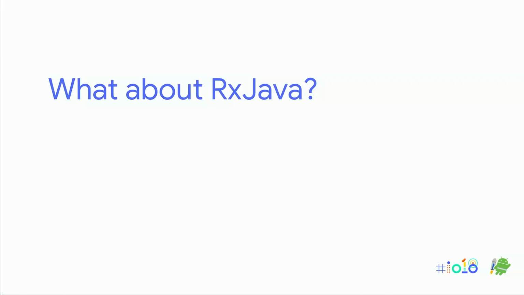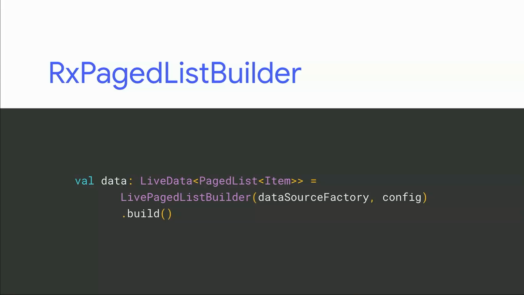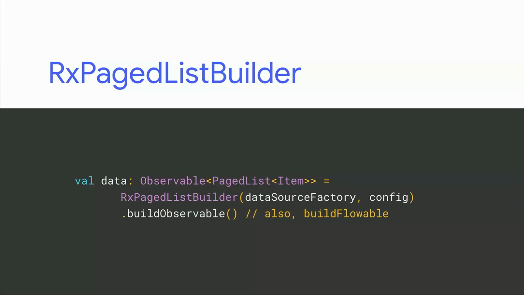So we've been talking a lot about live data thus far, but as Yigit introduced at the beginning, we also want to support our RxJava developers. So instead of producing a live data, you may want to produce, say, an observable, and we provide the class RxPagedListBuilder to do exactly that. So you can change the return type here, use an RxPagedListBuilder, and then just specifically request an observable or a flowable out of it, and you get all the same behavior. You can use all the same code that we were showing before with a little bit of change to switch to Rx observation.